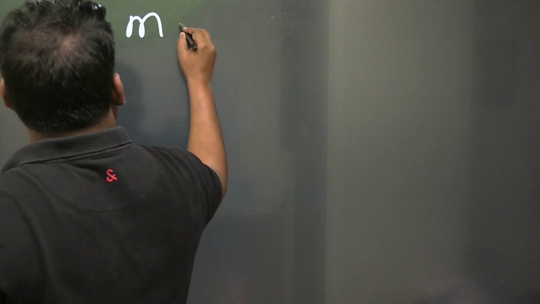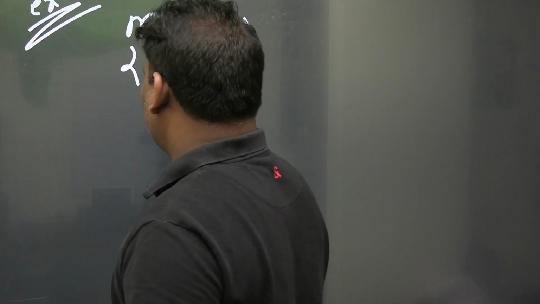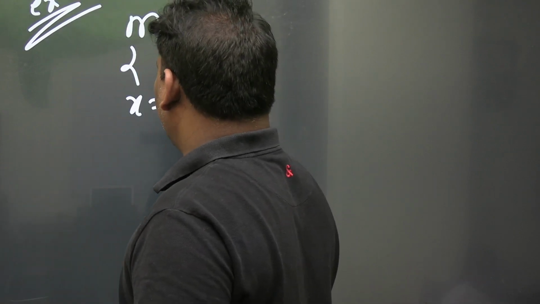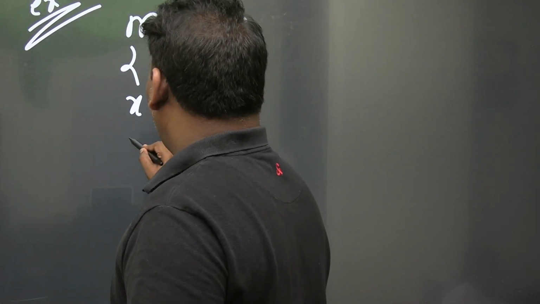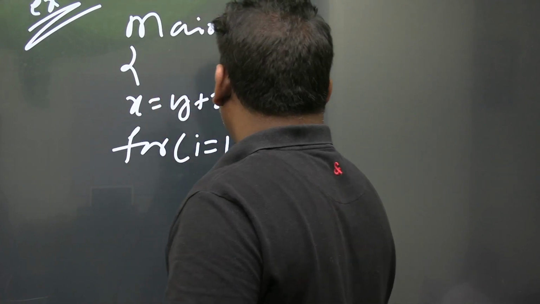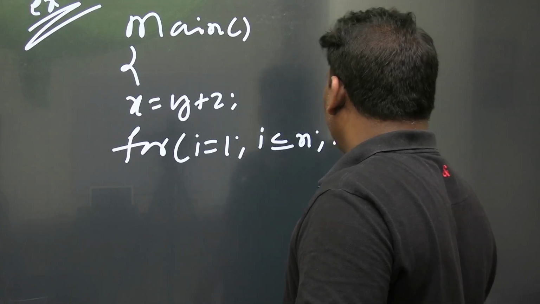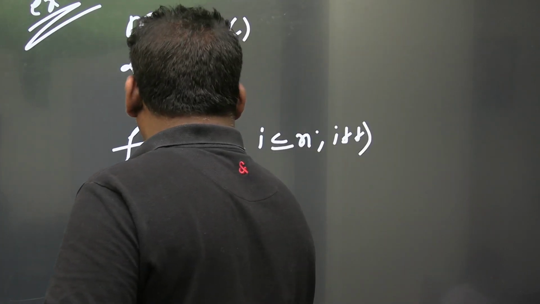Now let's see one more problem. See this one. x is equal to y plus z. For i is equal to 1, i less than or equal to n, i plus plus, x is equal to y plus z.